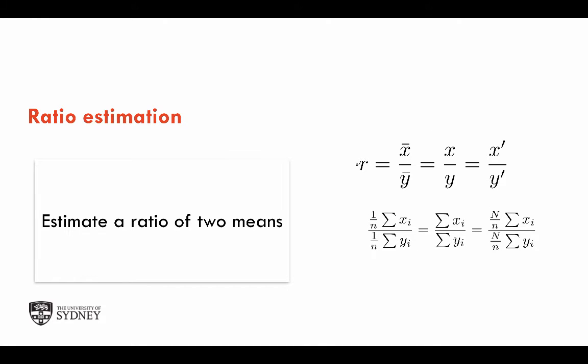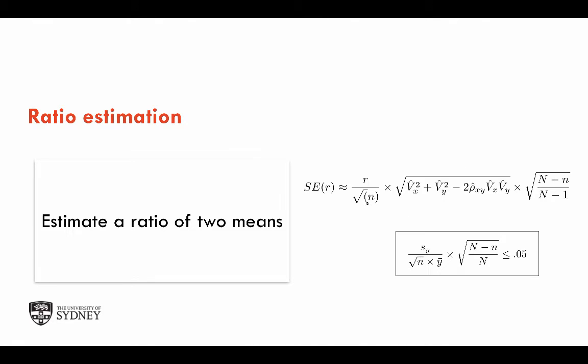Now, there is not a closed form solution for the variance of this estimator R, but there's an approximation that is given by this expression for the standard error of the estimator R, and it involves these quantities Vx and Vy, and also the correlation between x and y. And these Vx and Vy are called coefficients of variation, and it involves the standard deviation of x divided by the mean of x, and the same thing for y, and then plus the finite population correction.